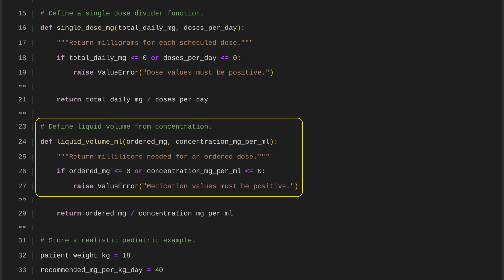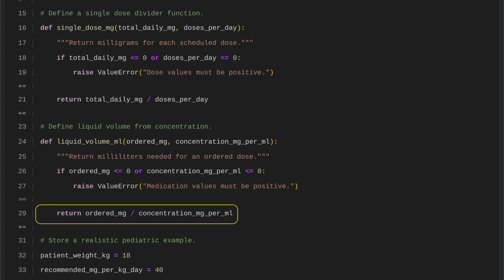This function determines the liquid volume needed for a medication dose using the ordered dose and the medication concentration. Before calculating, it checks that both values are positive. If either value is 0 or negative, it raises an error to prevent unsafe or invalid dosage calculations.